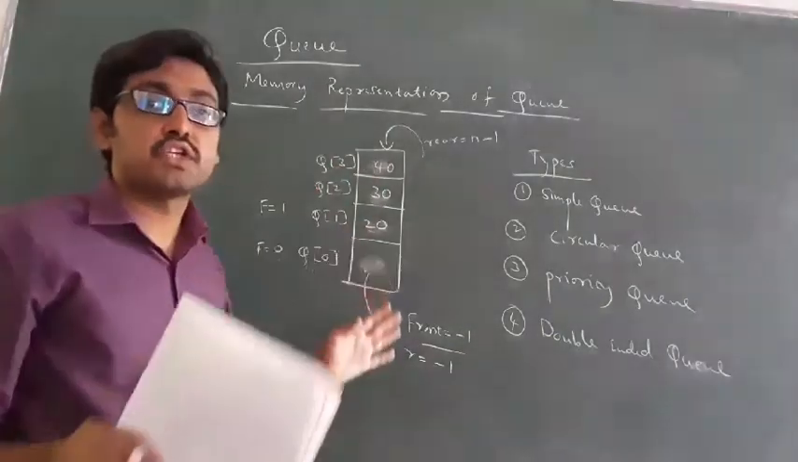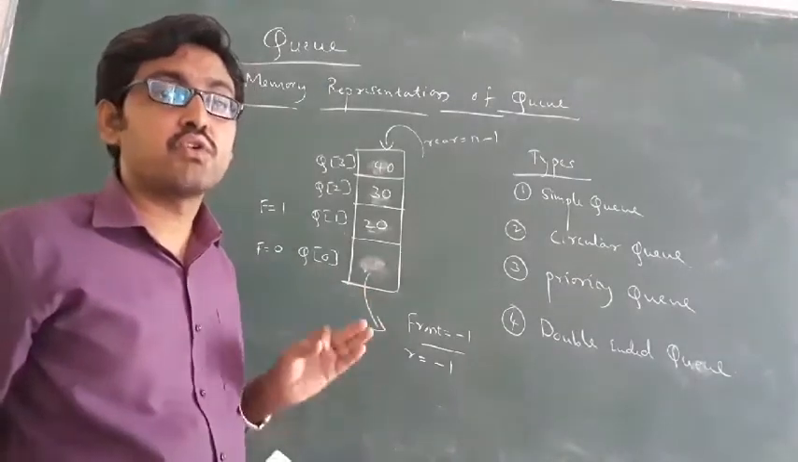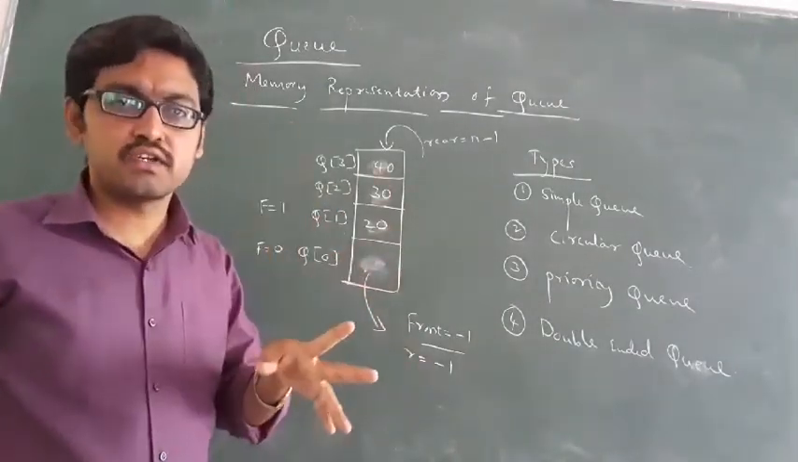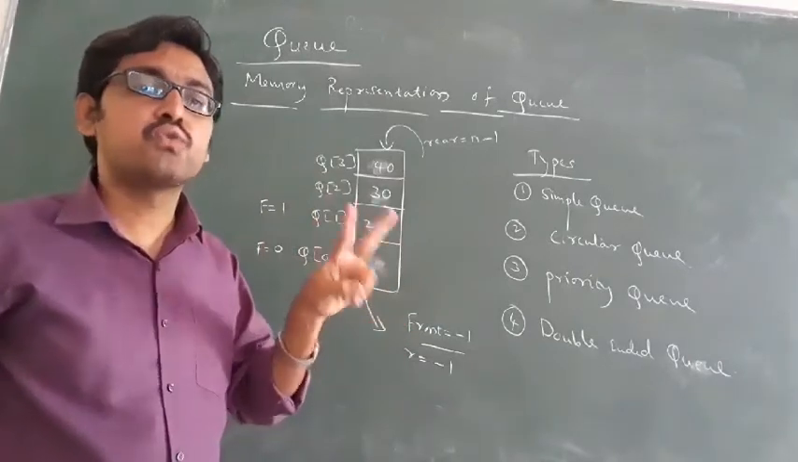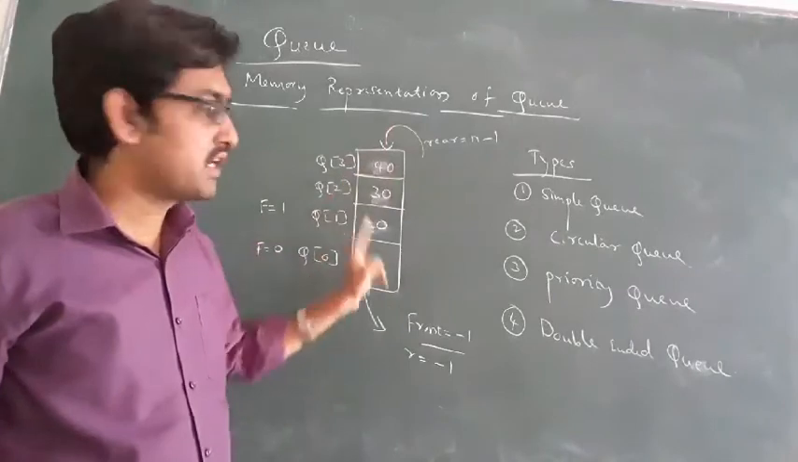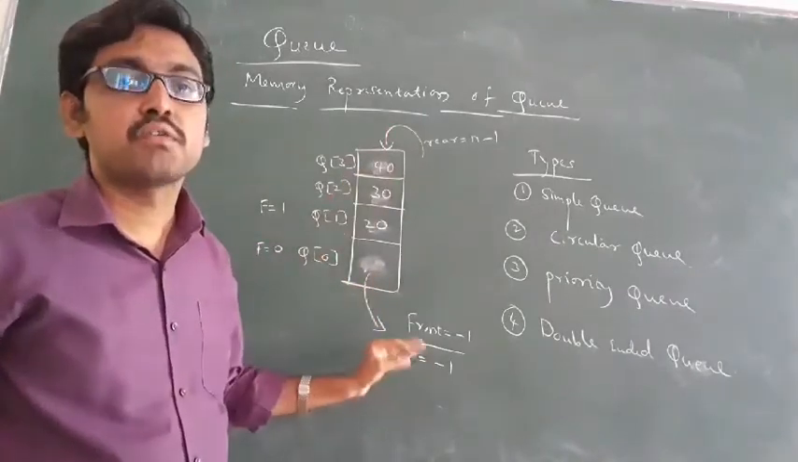This is the memory representation of a queue. This you have to remember. It's a very easy process. In a stack you have only one end, but in a queue you have two ends. You can insert elements from one end, and you can delete the element from the other end.